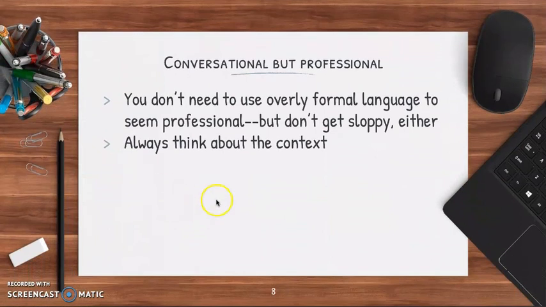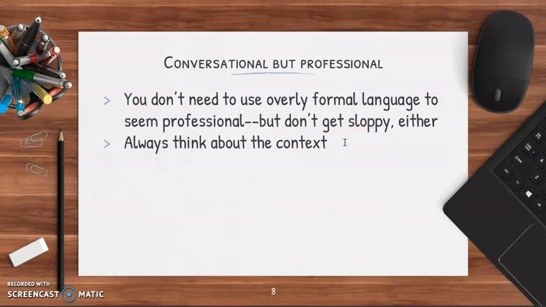The third audience adaptation technique is being conversational but professional. In any kind of business or professional writing, you don't need to use overly formal language to seem professional. A lot of people fall into this trap of using the biggest, fanciest words they can think of when that's not really necessary. But on the other side of the spectrum, don't get sloppy either. It's really all contextual.